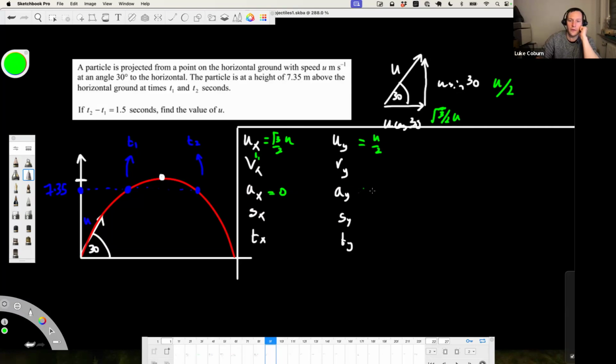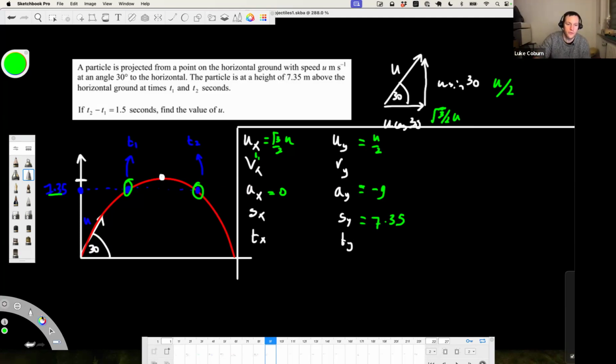This will be equal to 0. This will be equal to minus g. This time we have been projected upwards, so we're going to take that as minus. Okay, and what else can we fill in here? All we have are these two points, and all we know about them is that the height is going to be equal to 7.35. So what do we have?